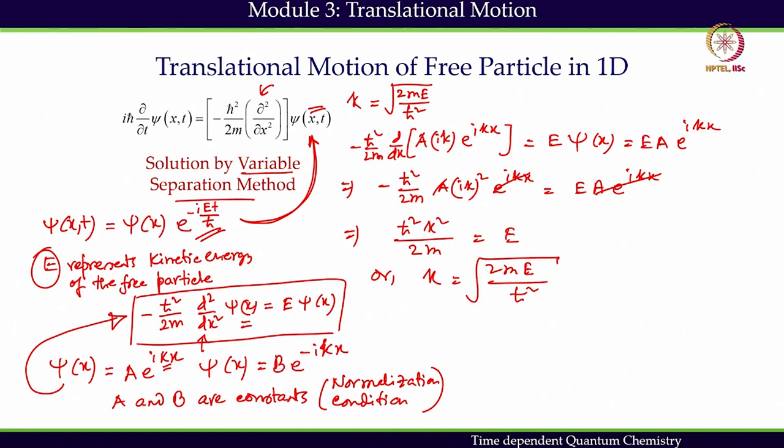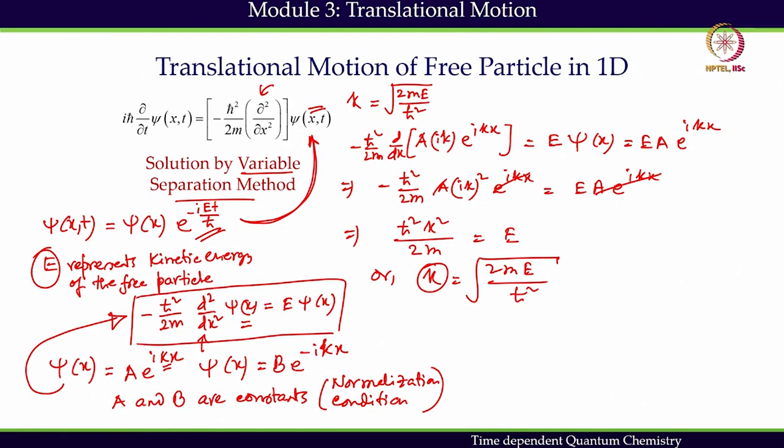So, if I know the kinetic energy of the particle, and if I know the mass of the particle, I will be able to get the k. This is called the wave number. It is related to the wave vector of the particle, because each time I am using the word particle, but remember it is not like this. What is the actual form of that particle in quantum mechanics, that will be presented very soon.